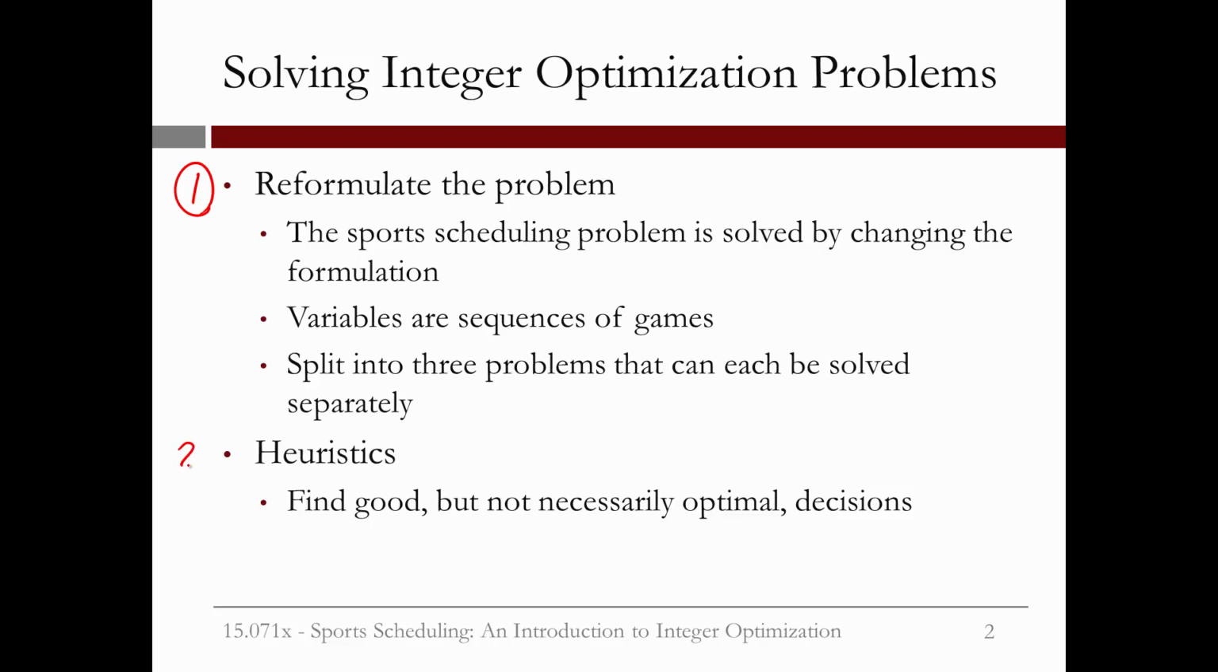Another trick that's often used is what are called heuristic methods. These methods find good but not necessarily optimal decisions. A good decision is sometimes accepted since the problem is so much easier to solve using a heuristic method.